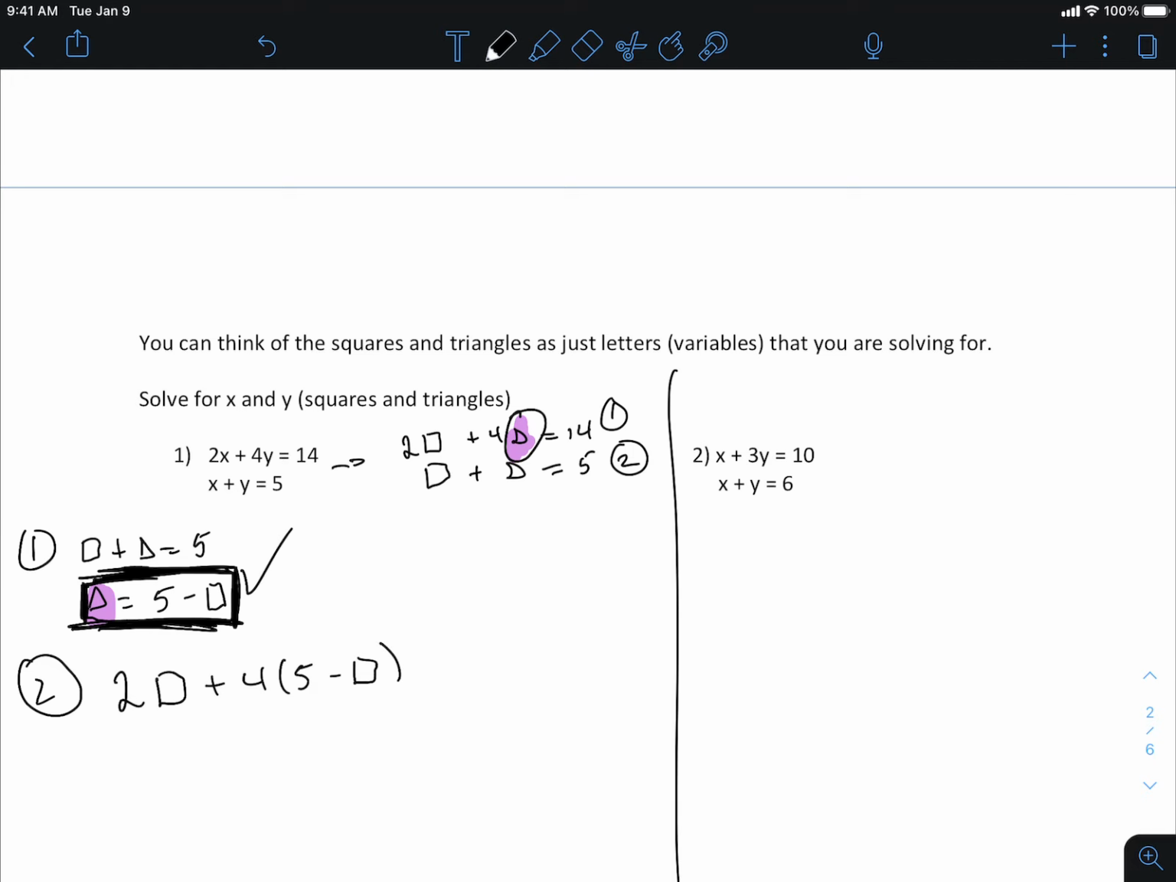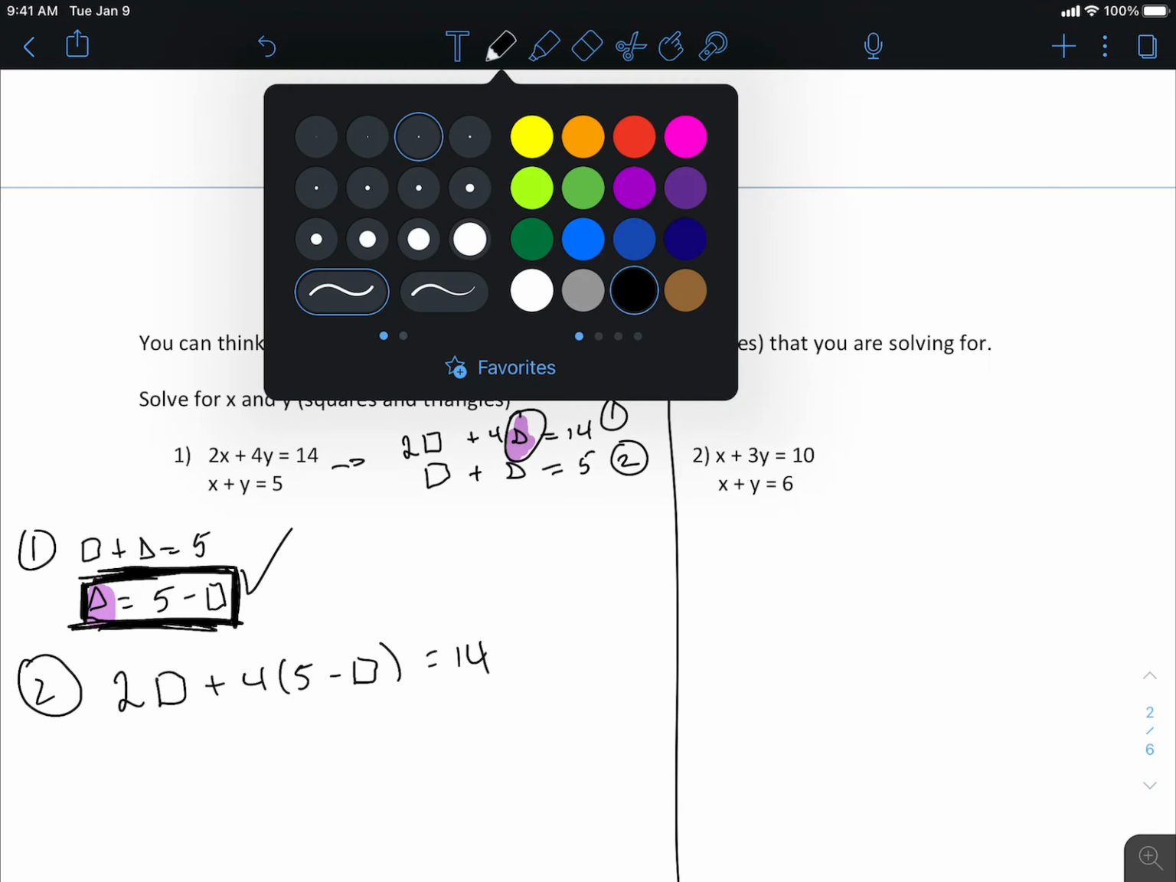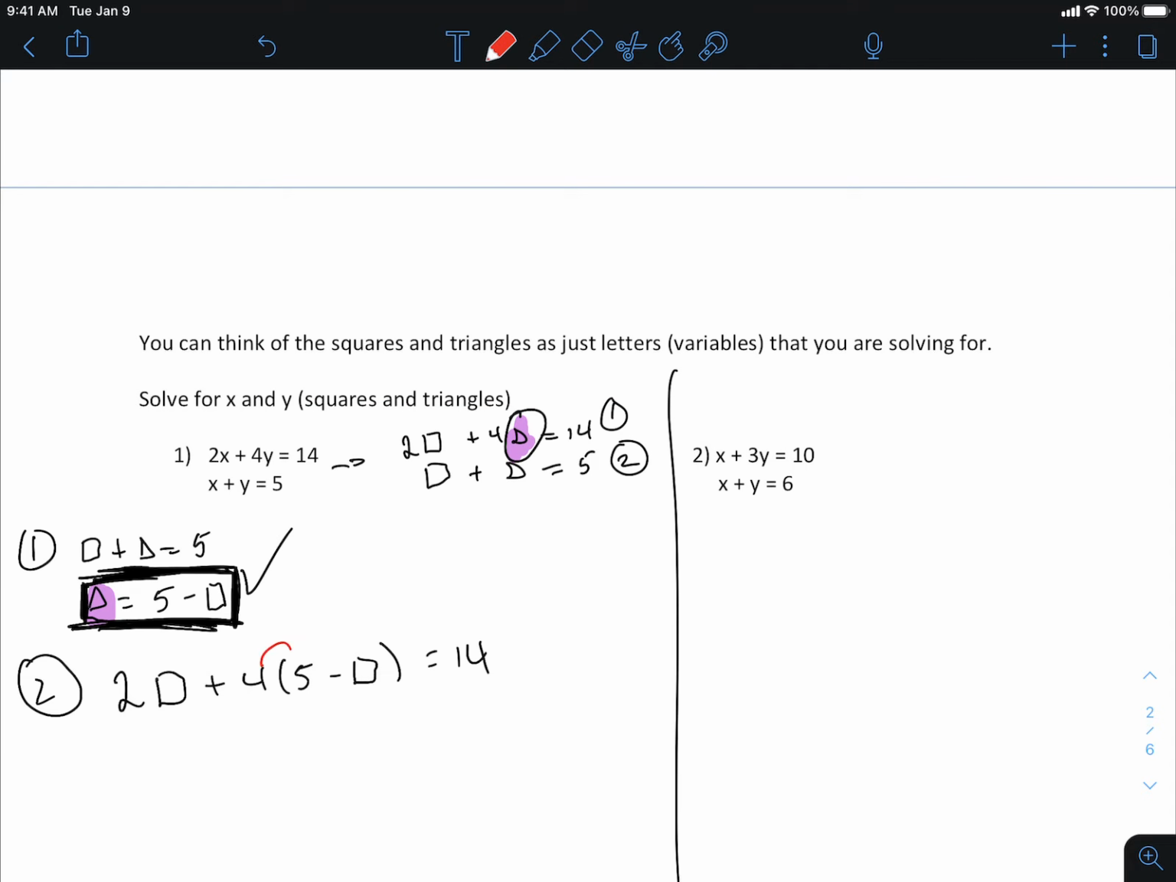Okay? And that whole thing has to equal 14. Okay? And step 3 is just start doing some math, right? So by that I mean, you're going to try and work your way down to a point where you get a square is equal to something, that's the math piece, right? You know, it might take you 3 or 4 lines, right?